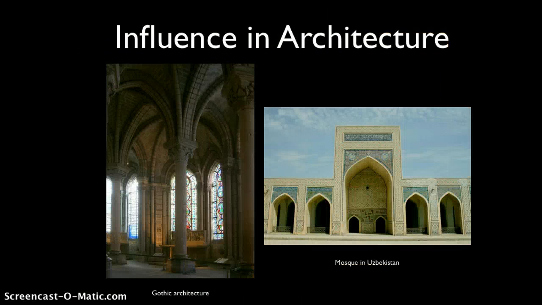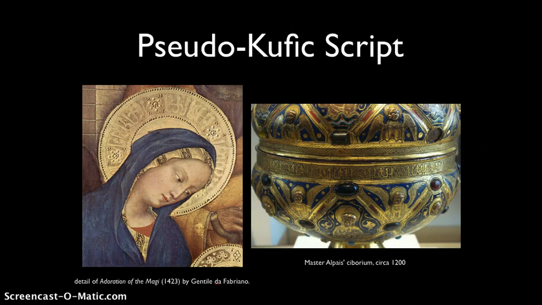Another great example of an influence in architecture in the Western world is, like I pointed out, the pointed arches. So on the right you can see a mosque in Uzbekistan that has these pointed arches. On the left you can see how in Gothic architecture they were able to draw from these Islamic influences to create these pointed arches.